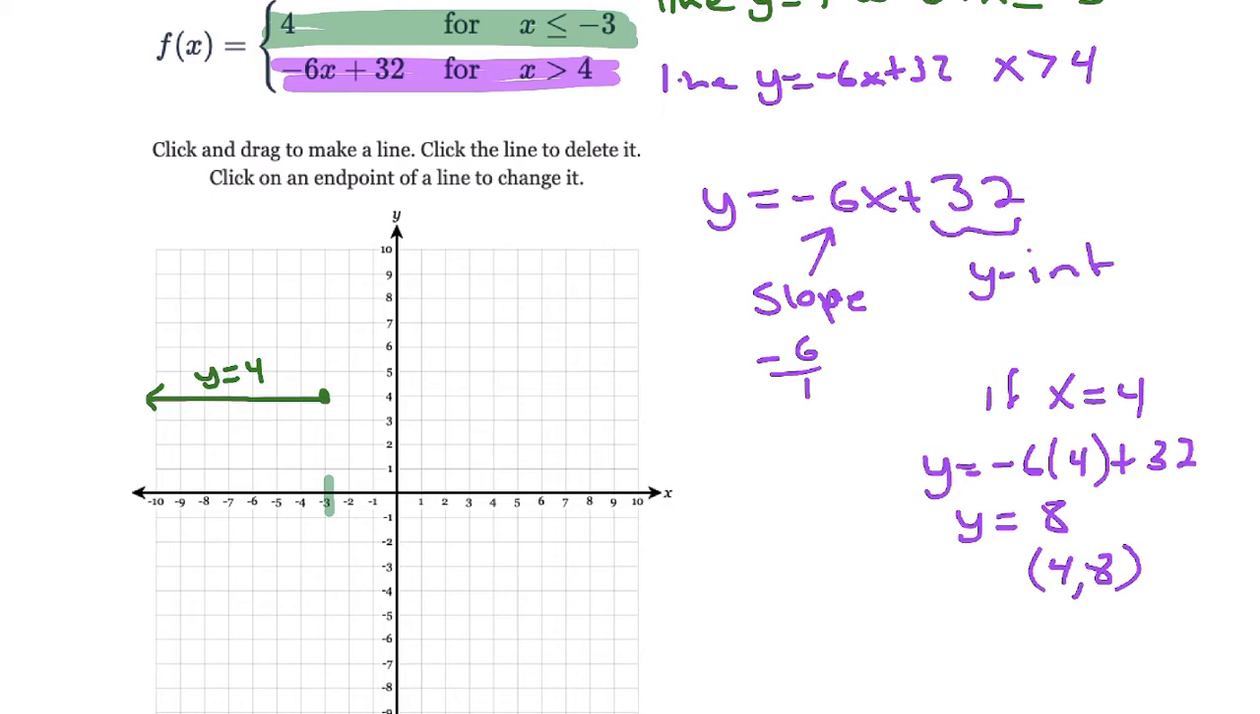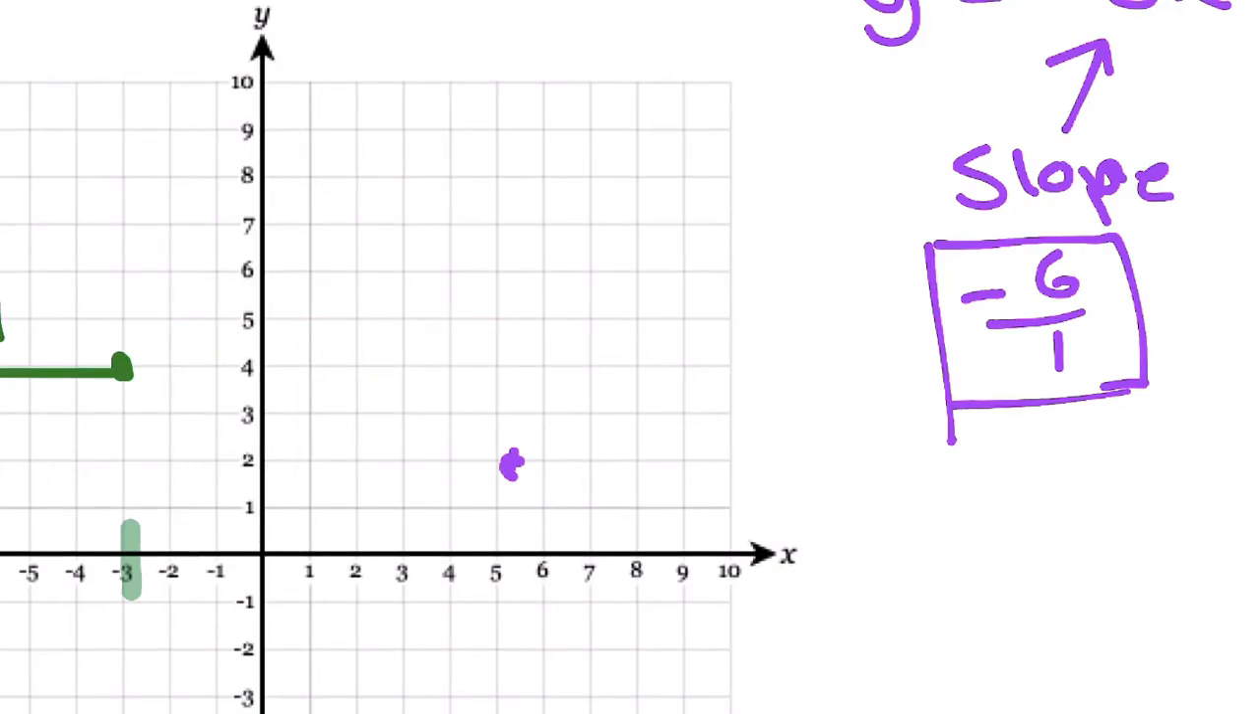Well, we can graph that on our graph. (4, 8) goes right there. Now, if we use this point, (4, 8), and we use this slope, negative 6 over 1, so go down 6 over 1, that would put us right here. And we're supposed to use this line when x is greater than 4. Whoops, sorry, my graph got a little messed up there.